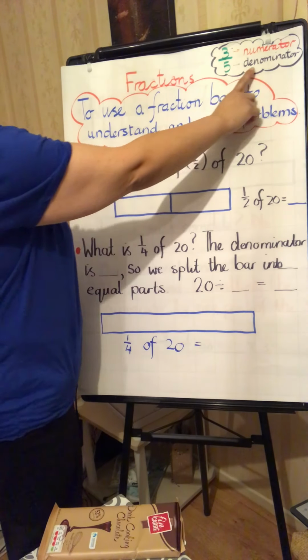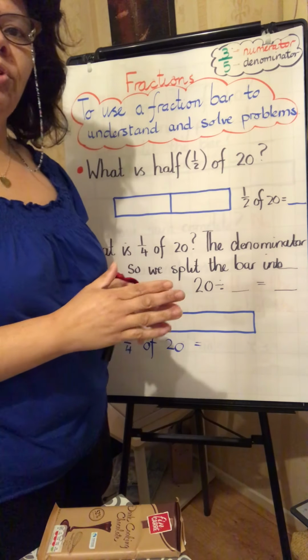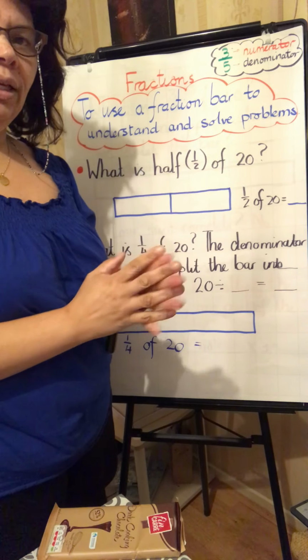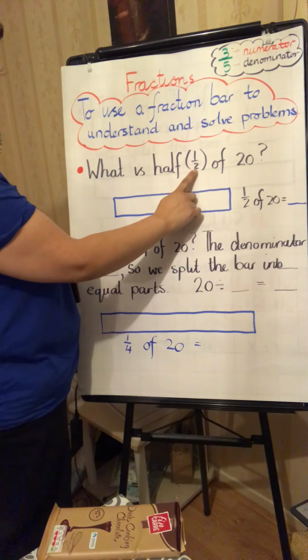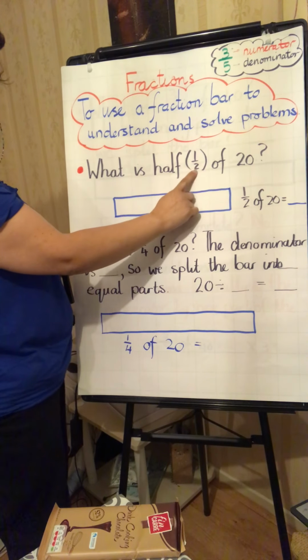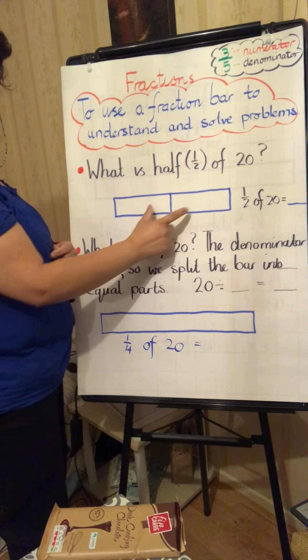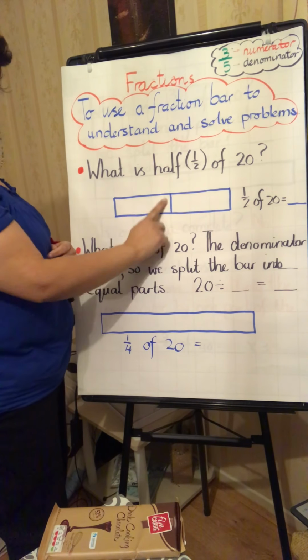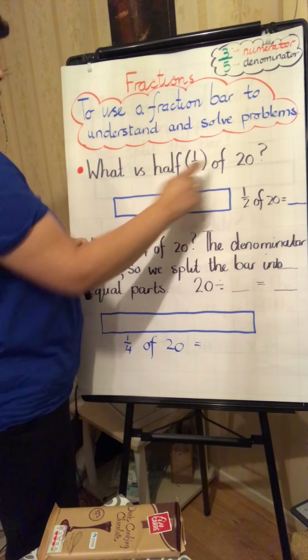Now remember, our denominator, which is your bottom number, tells us how many pieces you need to cut your whole into equal parts. So how many equal parts in a half? Let's look at our denominator. What's that digit? It's a 2. So we're going to cut our whole into 2 equal parts. 1, 2 equal parts. So what is half of 20?